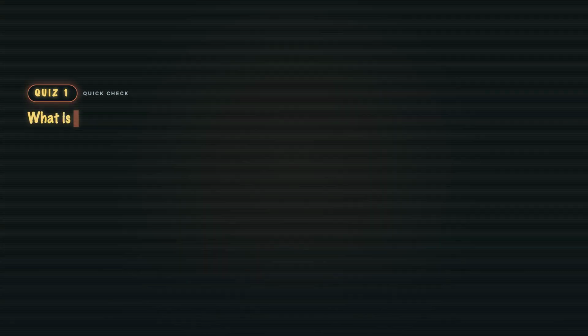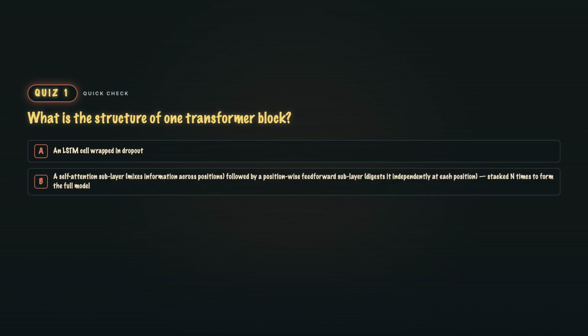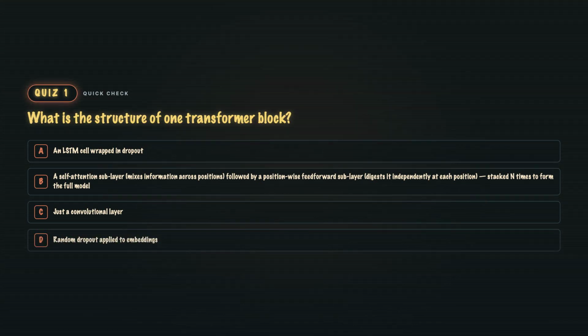Quiz 3. What is the structure of one transformer block? A. An LSTM cell wrapped in dropout. B. A self-attention sublayer that mixes information across positions followed by a position-wise feed-forward sublayer that digests it independently at each position, stacked n times to form the full model. C. Just a convolutional layer. Or D. Random dropout applied to embeddings.